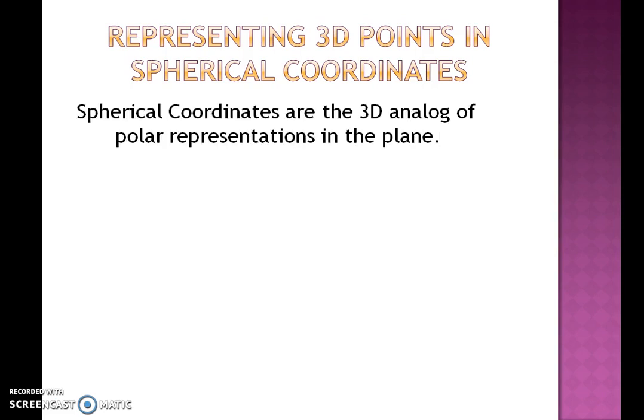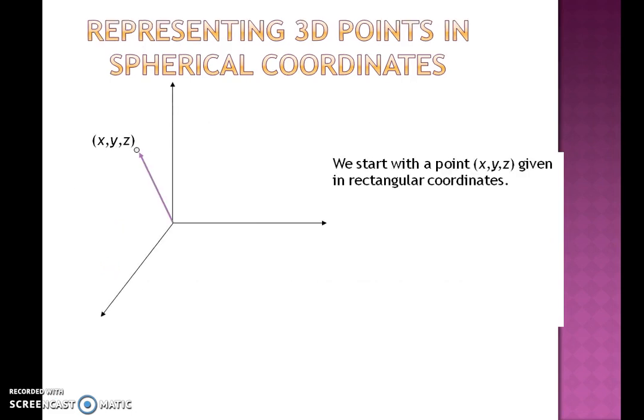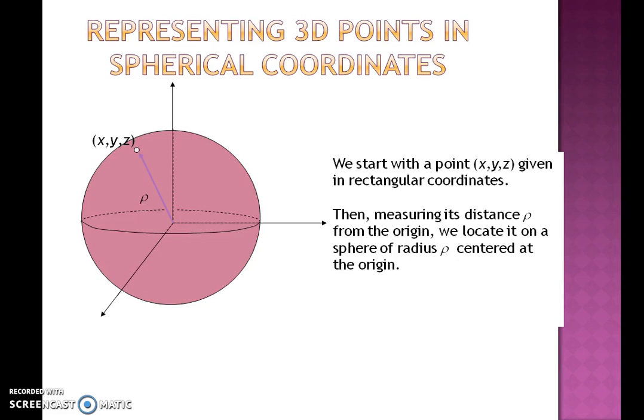Now, the spherical coordinate system, how to represent that? We divide the three-dimensional space into a set of concentric spheres centered at the origin. We start with the point x, y, z in the rectangular coordinate system. Suppose this is any point P, with x, y, z axes. Then, measuring its distance from the origin, we locate it on a sphere of radius r, also denoted by rho.